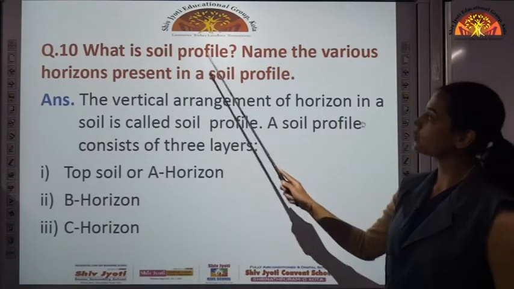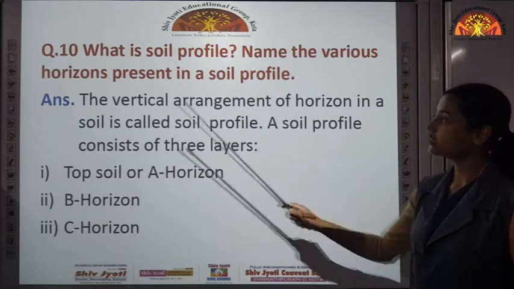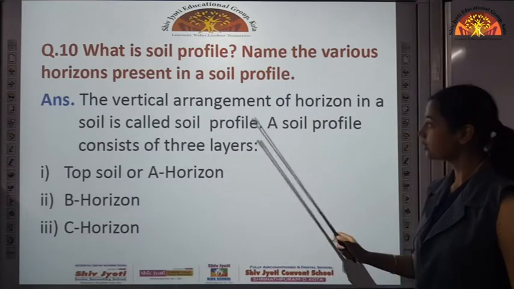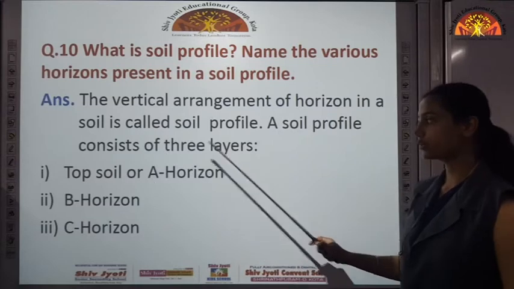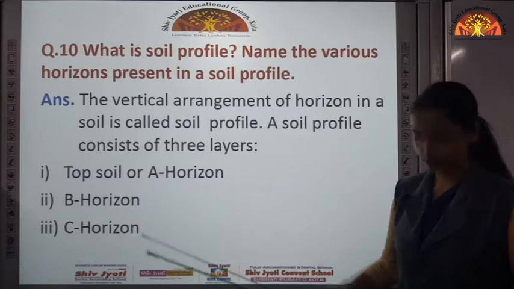Then what is soil profile? Name the various horizons present in a soil profile. The vertical arrangement of horizons in a soil is called soil profile. A soil profile consists of 3 layers: topsoil or A horizon, B horizon and C horizon.